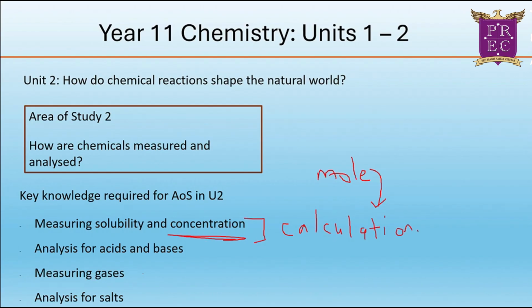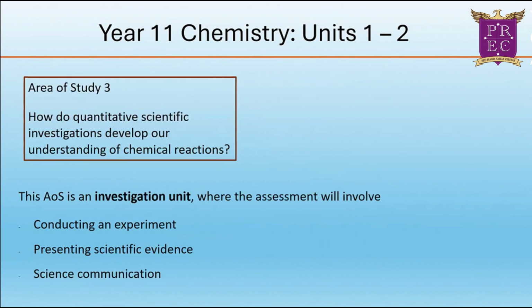This is followed by analysis for acids and bases, which is very, very instrument heavy, followed by measuring of gases and analysis for salts, which also utilizes measurement. And lastly, Area of Study 3 is once again an investigation unit. This is designed for and relevant for the topics that you will cover in Unit 2.